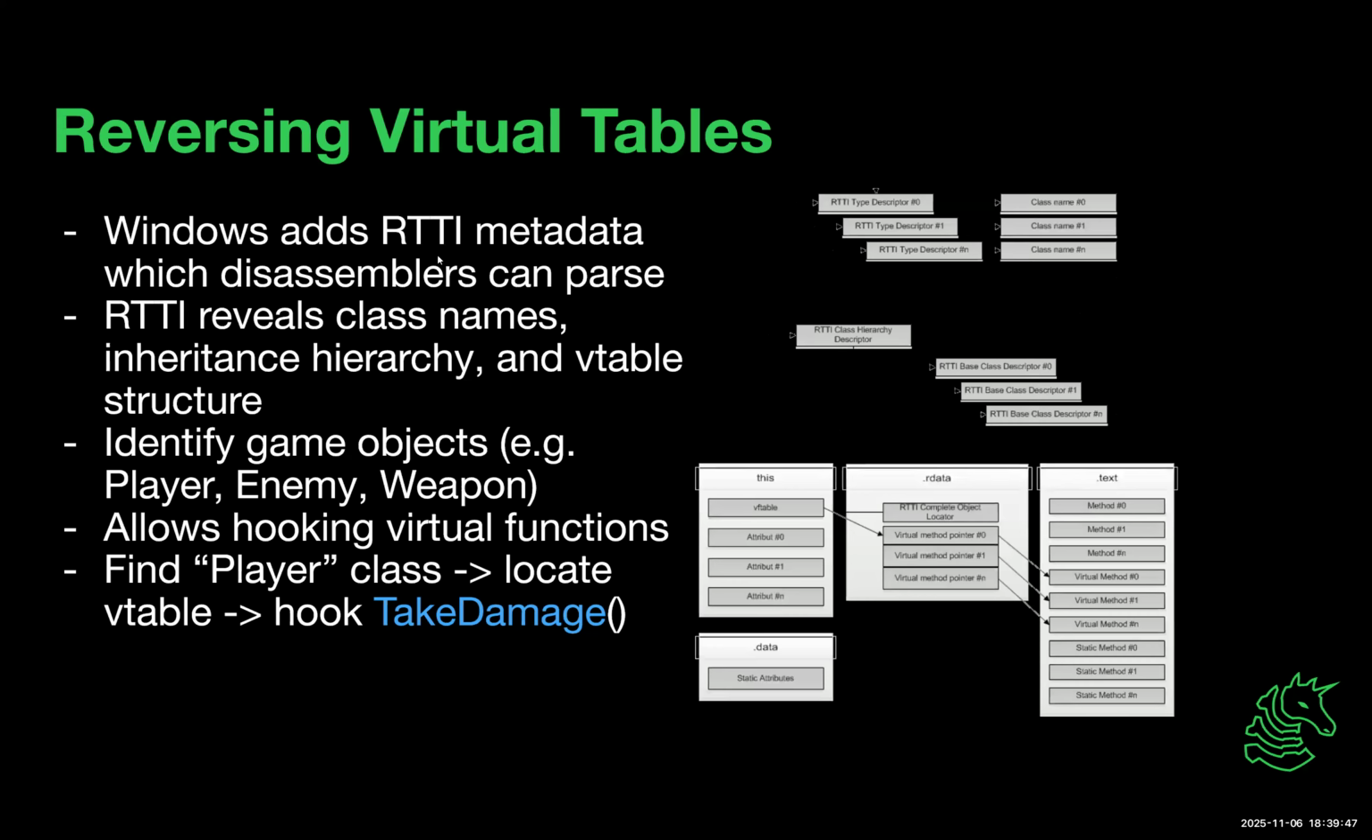So Windows adds this thing called RTTI metadata to all of its binaries. If you ever create a class inside of Windows, then it adds this metadata, and essentially your Ghidra or Binary Ninja can take this metadata and rename specific parts of your binary to make reverse engineering a lot easier, because you'll see how classes are structured in that binary.